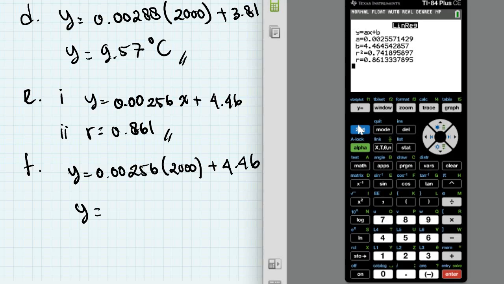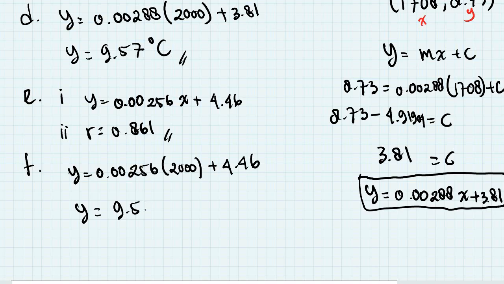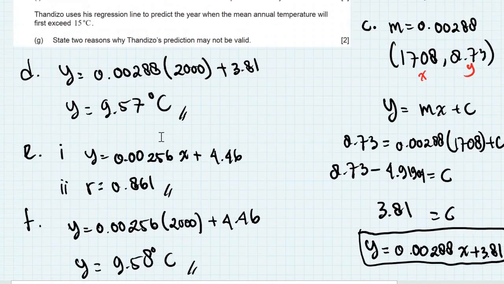Okay, let's input it to our calculator. 0.00256 times 2000 plus 4.46. Enter. We have 9.58. So y equals 9.58 degree Celsius. That's F.